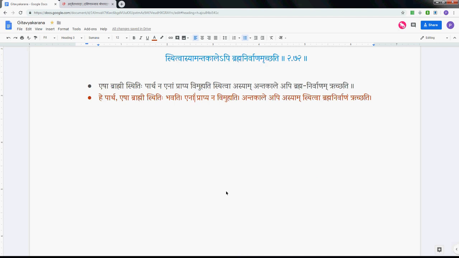Iti Srimad Paramahamsa Parivrajakacharya Sriman Ananda. Iti Srimad Bhagavad Gita Upanishadsu Brahma Vidyayam Yoga Shastre Sri Krishna Arjuna Samvade Sankhya Yoga Nama Dvitiya Adhyaya. So of all the chapters we have seen, the last one is called Sankhya Yoga Nama. This chapter is called Sankhya Yoga.